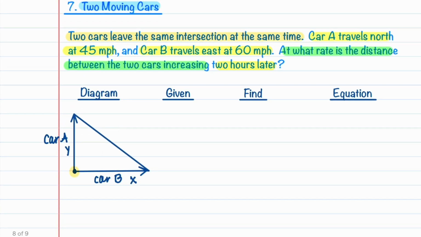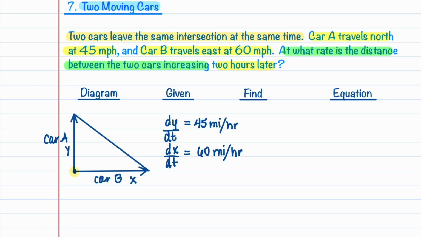Now let's write down the rates that we're given. We're told that car A travels at 45 miles per hour, so that means that dy/dt is 45 miles per hour. And then car B is traveling east at 60 miles per hour. So that means dx/dt is 60 miles per hour.